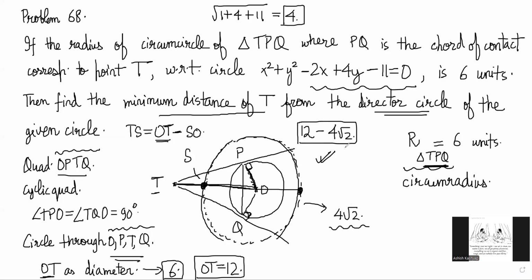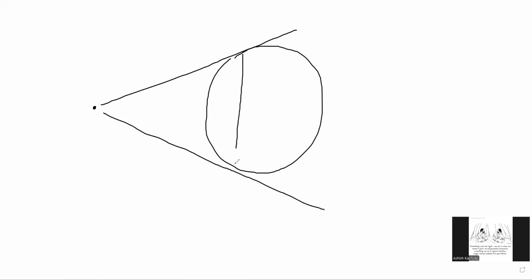Now think about what we have done here. There are several concepts. First of all, if there is a circle and a point here, and you draw a chord of contact like this, and this is the center and this is T and this is P and Q, you should know that this angle is 90, this angle is 90.